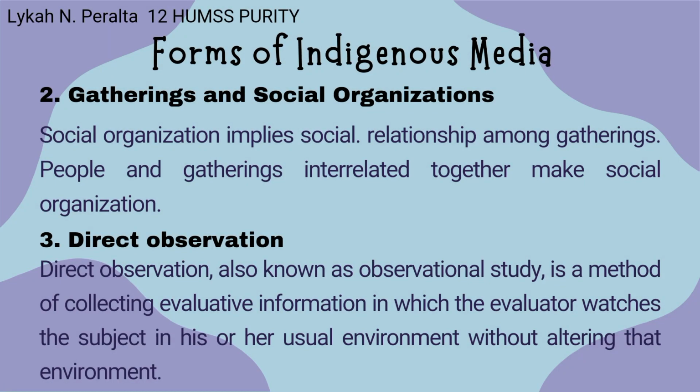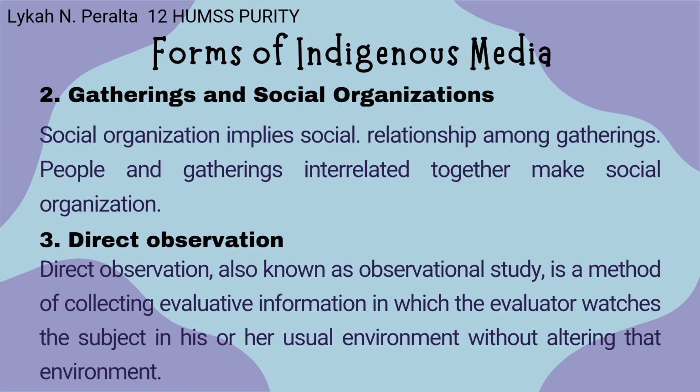Number 2, gatherings and social organizations. Social organization implies social relationship among gatherings. People and gatherings interrelated together make social organizations. And it is the consequence of social association among individuals. It is the organization of social relationship where people and gatherings partake.